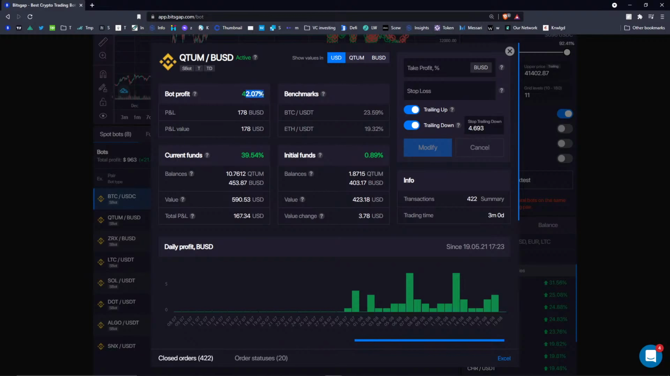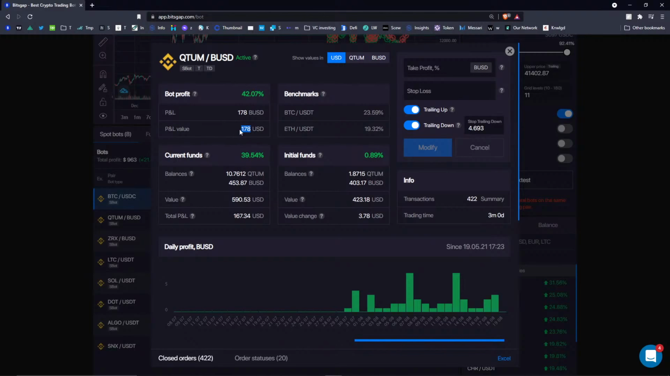So you can see the difference between the bot profit and the current funds. So you see the bot profit is by almost 3%, well actually 2.5%, bigger than the current funds. That's because current funds takes into account the value change of the base currency. So right now it seems like the value of Quantum has depreciated a bit, so that's why I have 39.5%. But in general, current funds, it calculates the bot profit, this amount, plus the investment change.